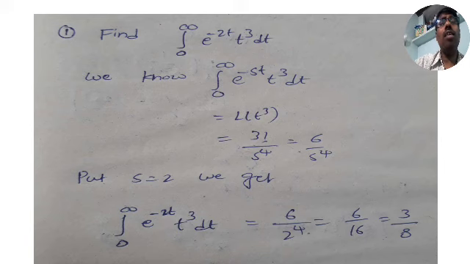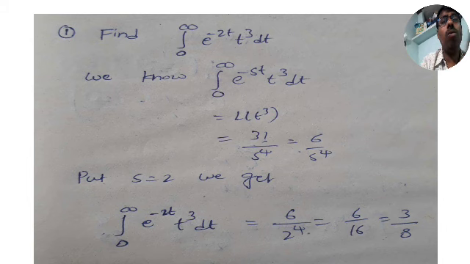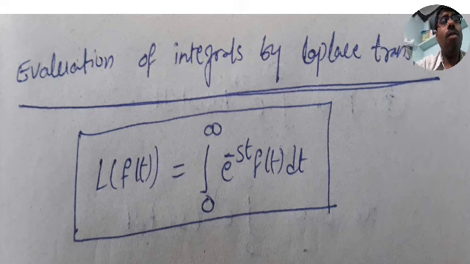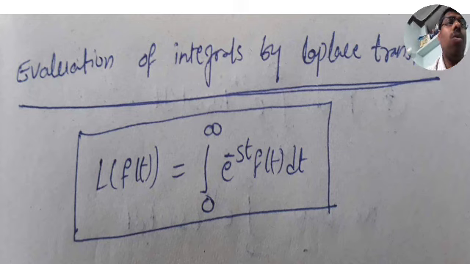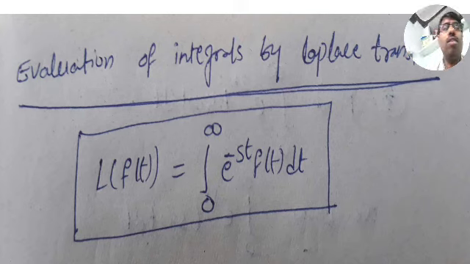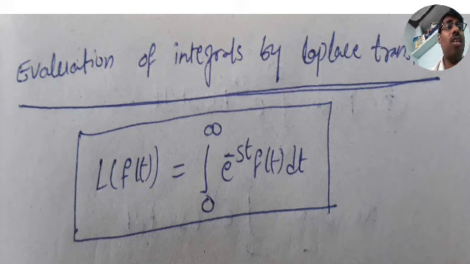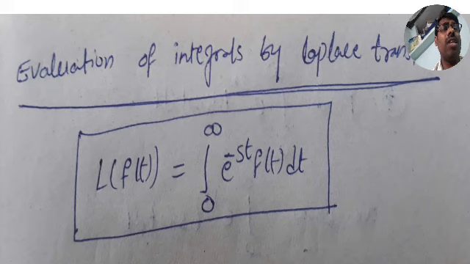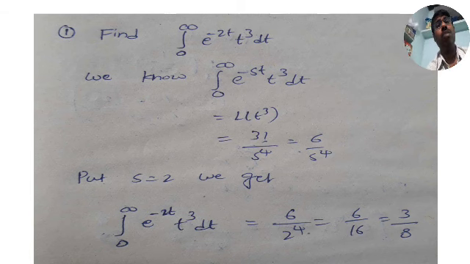One more time, a disturbance came, so let me go to the previous slide. L of f of t is integration 0 to infinity e power of minus st into f of t dt. So this definition of Laplace transform is in terms of integration. Are you getting? Integration 0 to infinity e power of minus st into f of t dt. By using this definition only, we are going to evaluate integrals of similar type. So this is our first problem. Problem number 1.